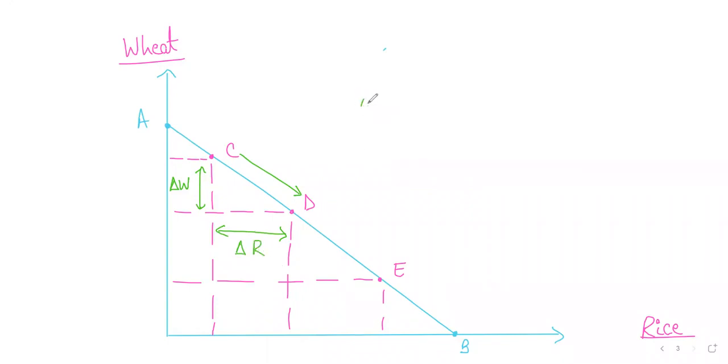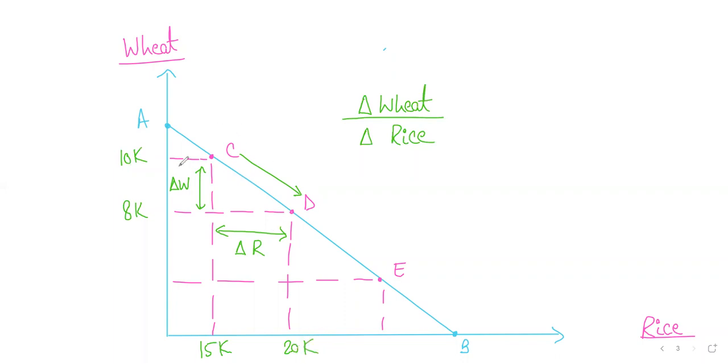So delta W means, sorry, this triangle means delta. Delta means change. So what was the change in the quantity of wheat divided by the change in the quantity of rice? That will give you the opportunity cost. Does this help? Let's say previously you were producing 10,000 units of wheat at point C. Then when you move to point D, now you're making, let's say, 8,000 units of wheat. And previously you were making, let's say, 15,000 units of rice, and now you're making 20,000 units of rice.